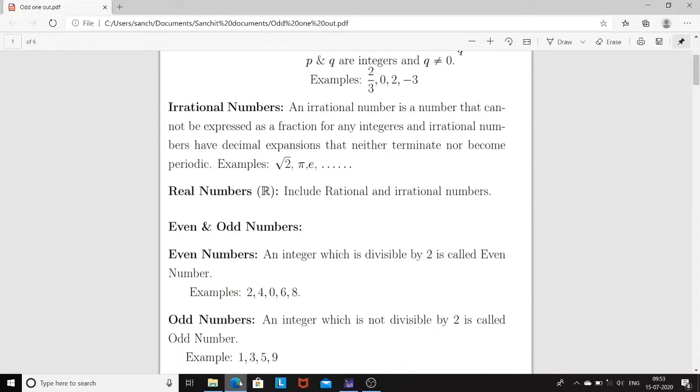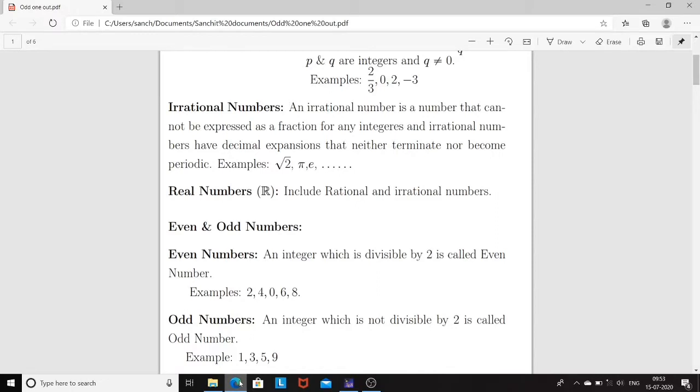So next we look at even and odd numbers. Now what do you mean by even numbers? An integer which is divisible by 2 is called even number. Examples: 2, 4, 0, 6, 8 and so on. 3 is not an even number. Why? Because 3 is not divisible by 2.